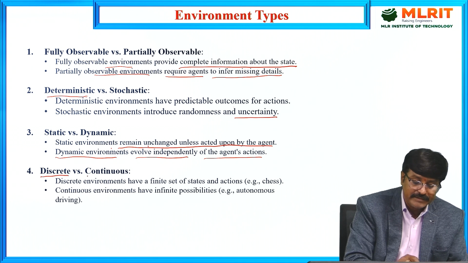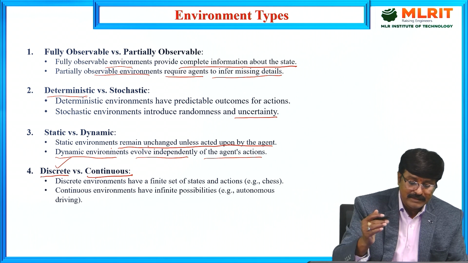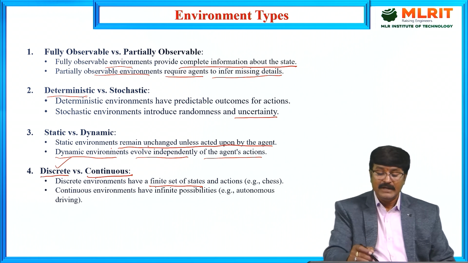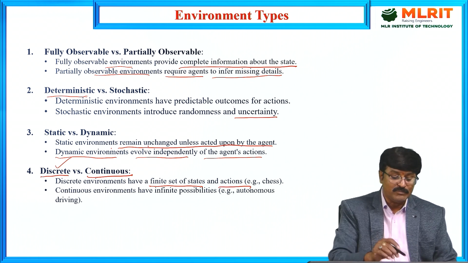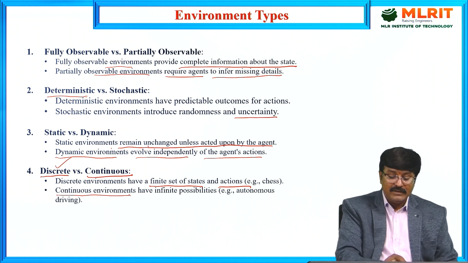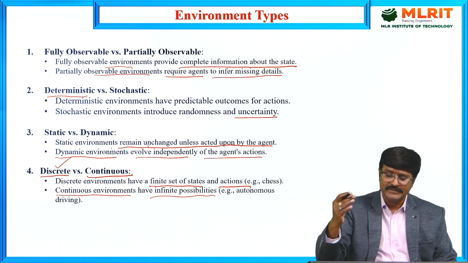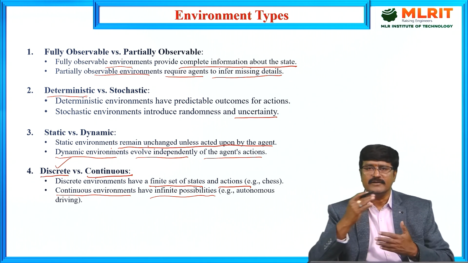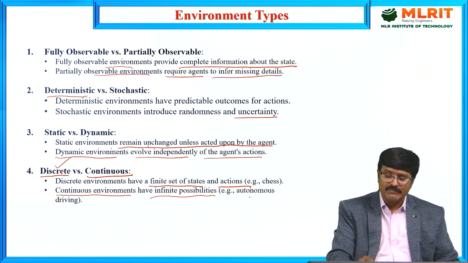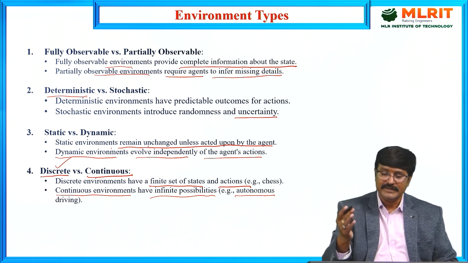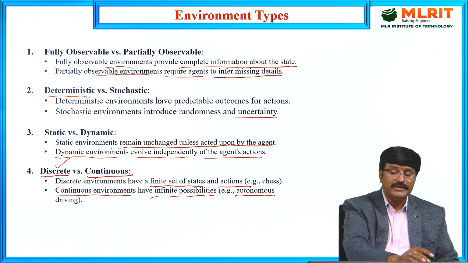Discrete versus continuous. Discrete is nothing but digitization, like zeros and ones. A discrete environment has a finite set of states and actions, like a chessboard. A continuous environment has infinite possibilities, an analog nature, and we get infinite inputs continuously. For example, an autonomous car continuously gets information from the environment, all the road conditions, through sensors. So these are the different types of environments.